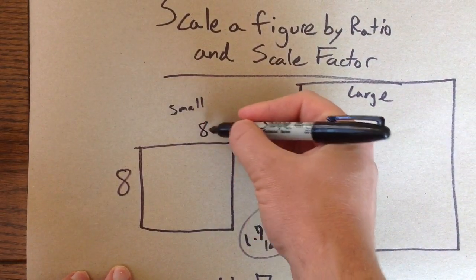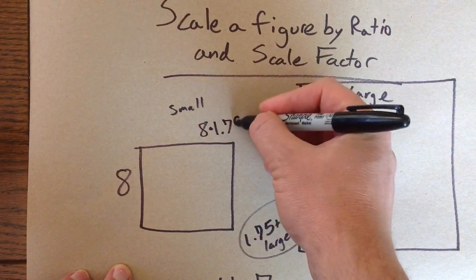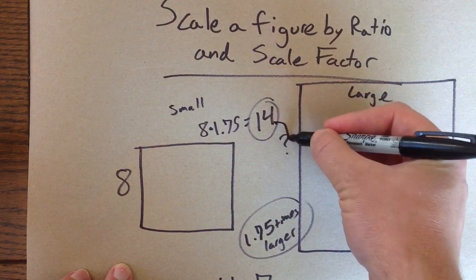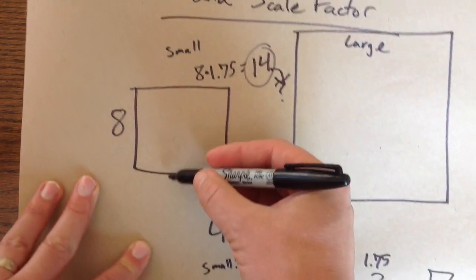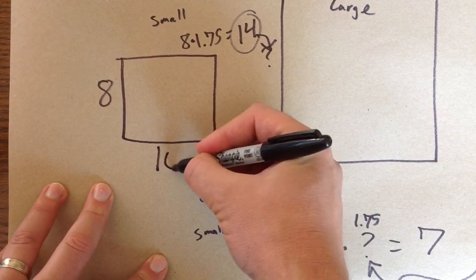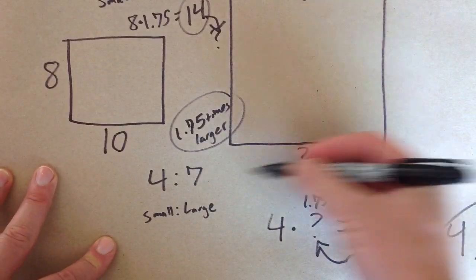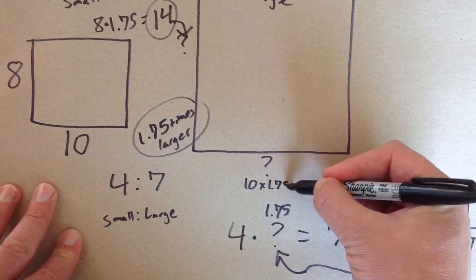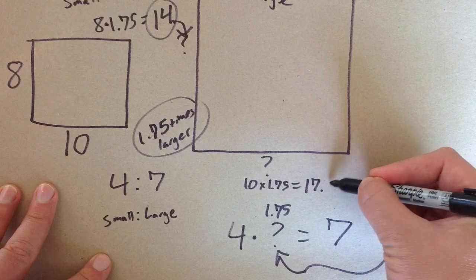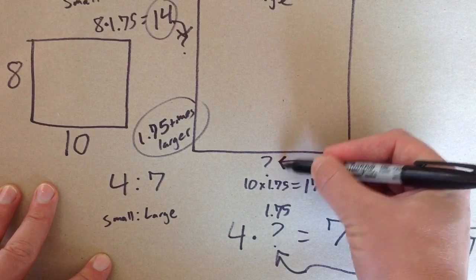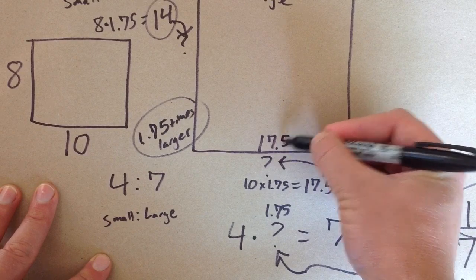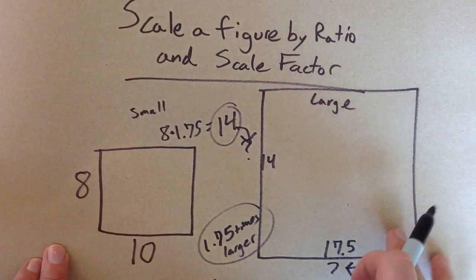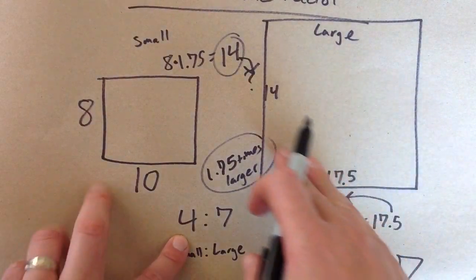So I could take 8, multiply it times 1.75, and get my answer, which will equal 14. So 14 is my mystery length. Now let's say that I had a length here of 10, and I wanted to know this length. Well, if I took 10 and multiplied it times 1.75, my scale factor, that would equal 17.5, and that is my mystery length. That's how you use a scale factor and derive it from a ratio that they give you to find a missing length.